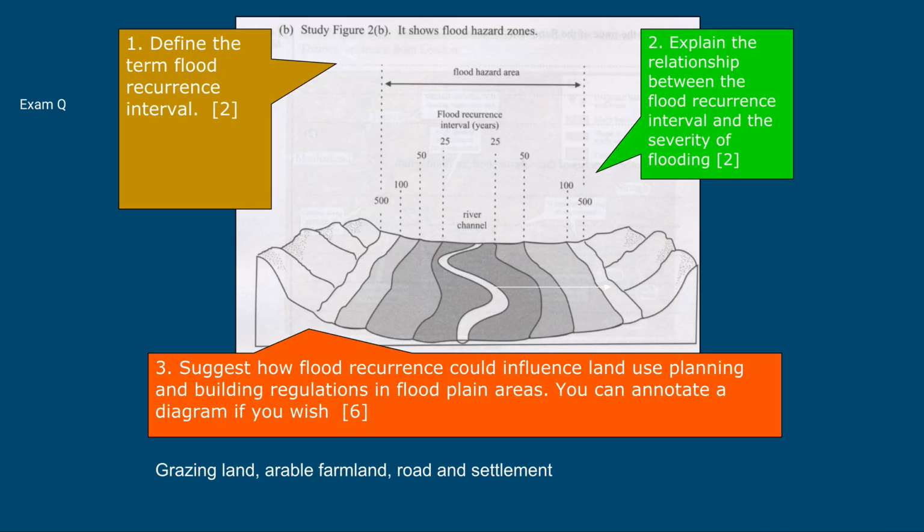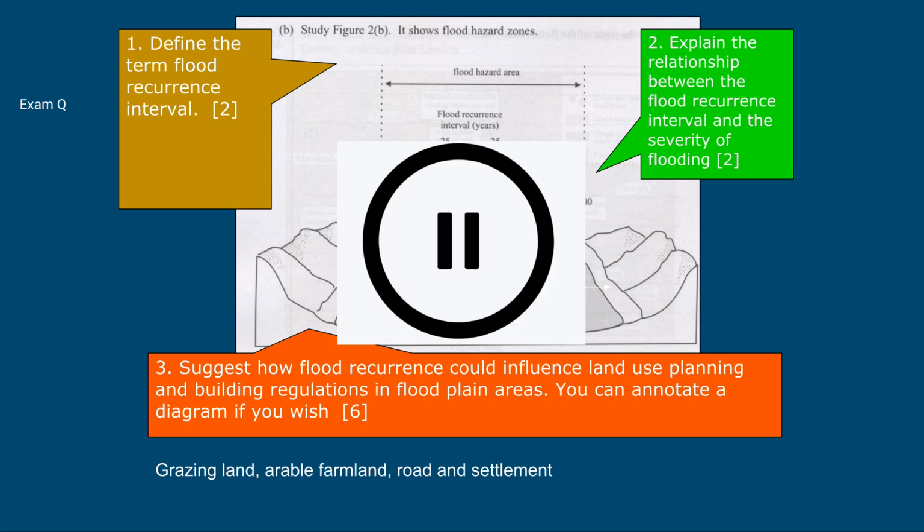So you could have a go at this exam question here, which shows a figure with flood zones on it. So the typical questions might be for this: define the flood recurrence interval for 2 marks, explain the relationship between the flood recurrence interval and the severity of flooding, and finally, suggest how flood recurrence could influence land use planning and building regulations. So what you should do at this point is pause the video and try and answer these questions to make sure that you understand what's going on.